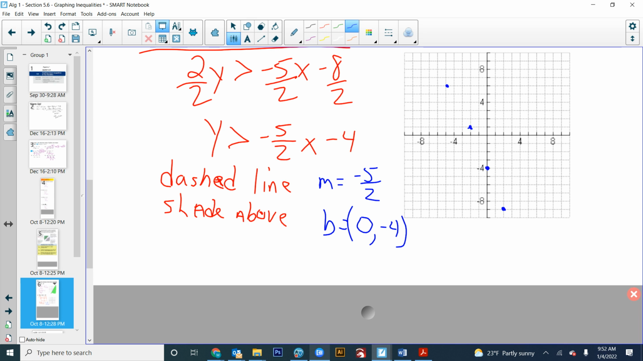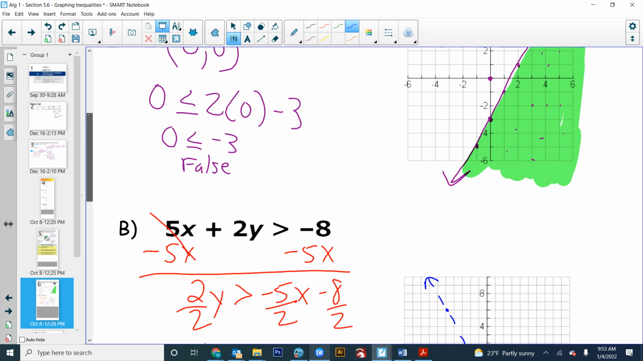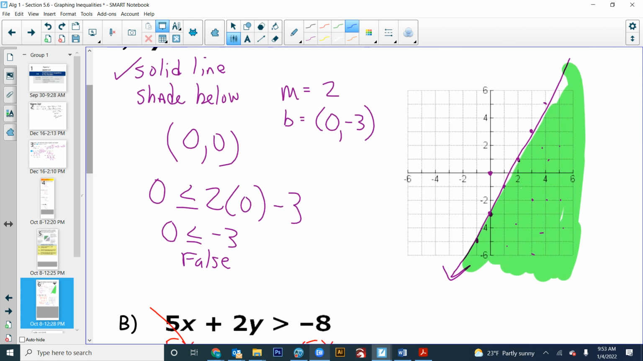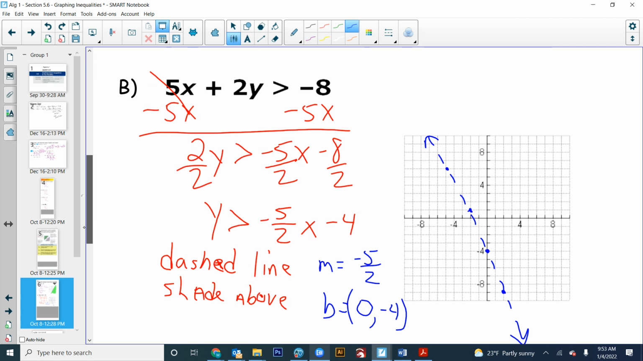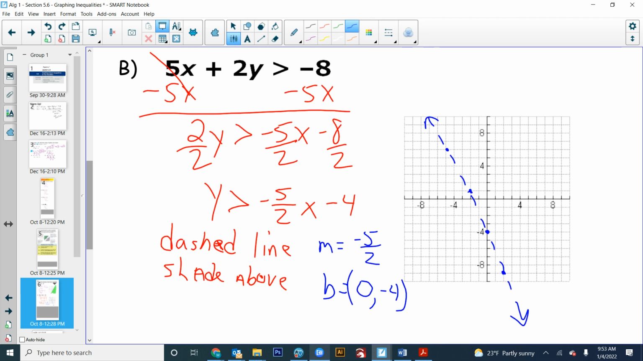What kind of line is it? Dash line. Oh, I was going to tell you, I apologize. Hold on a second, guys. Just eyes up here a second. This was a solid line, right? What that means is any point on that line, remember it's or equal to, so any point on that line or below that line would be a solution. So with a solid line, points on the line are solutions. Now, with dash lines, any point on that line is not a solution. That's the difference between a solid and a dash line.